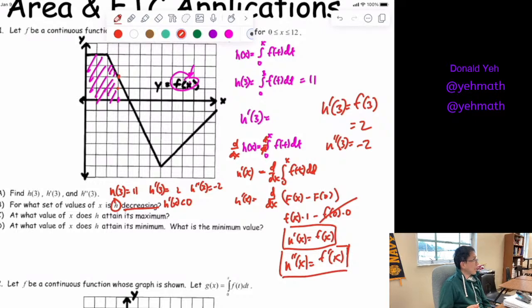But H prime of X is what? What's H prime of X? F of X. And which X values is F of X negative? 4 to 12. And that's how you're going to write it, 4 to 12, because they are below the x-axis. Because of this one here. Does that make sense or no?